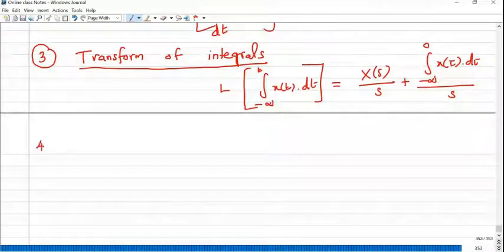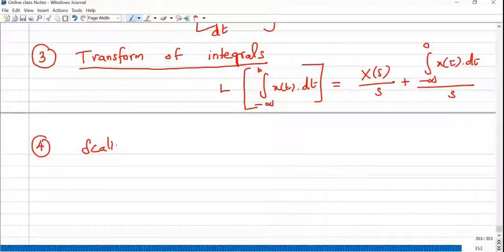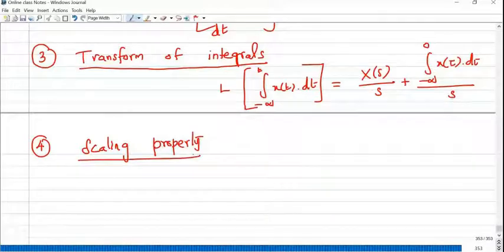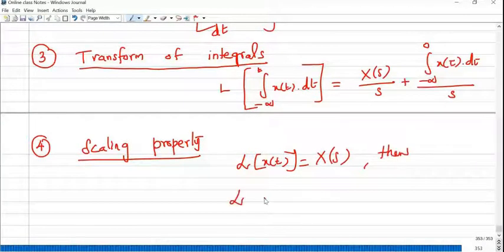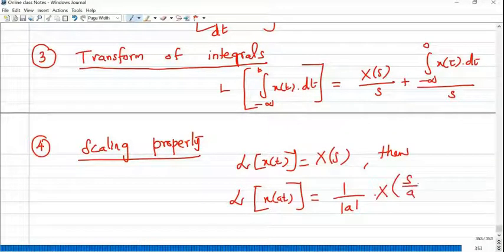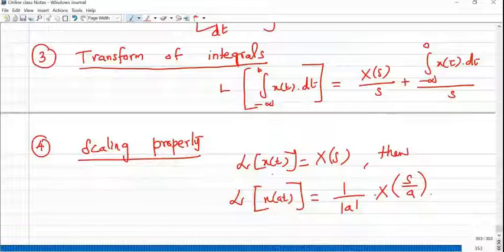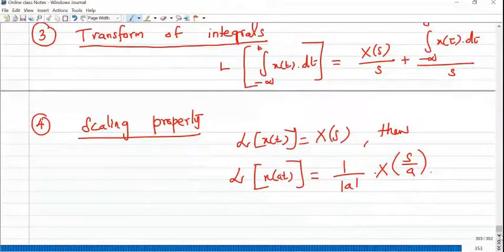Next, scaling property, or time scaling property, both are the same. Laplace transform of x of t equal to x of s, then the Laplace transform of x of a t, the result is 1 divided by modulus a, x of s by a. This is the scaling property. X of t, x of s. X of a t equal to 1 divided by modulus a, x of s by a. So we'll see one example for this scaling property.